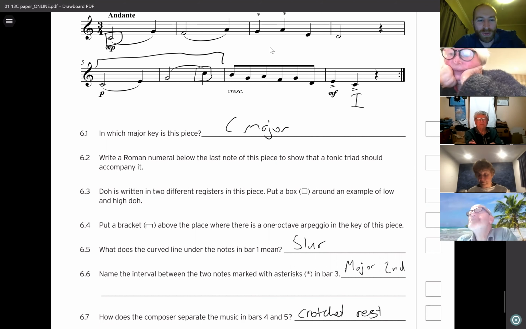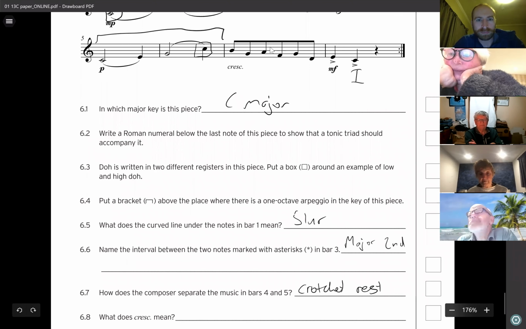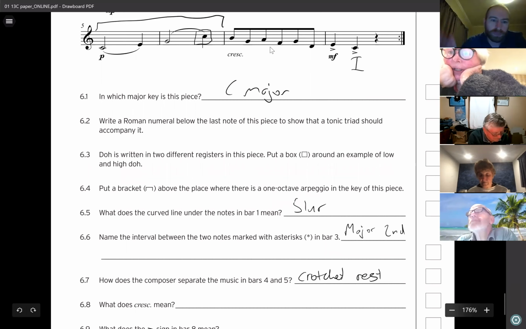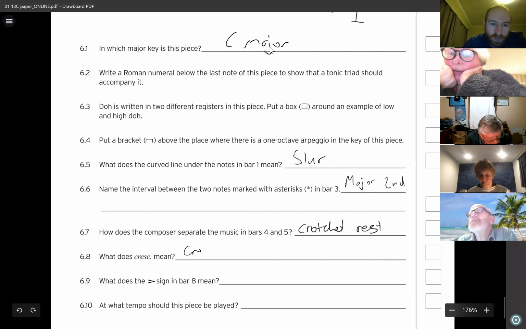Okay. Next question. What does cresc mean, which is written up here? Crescendo. Gradually getting louder. Well done. I would write crescendo.